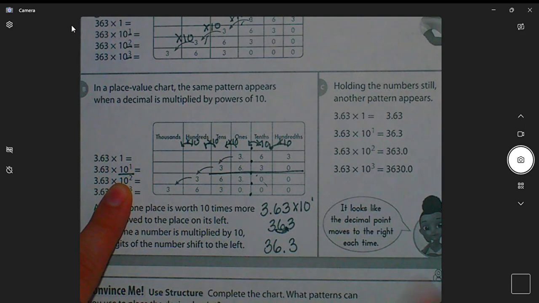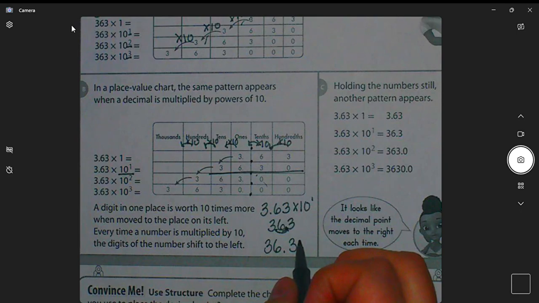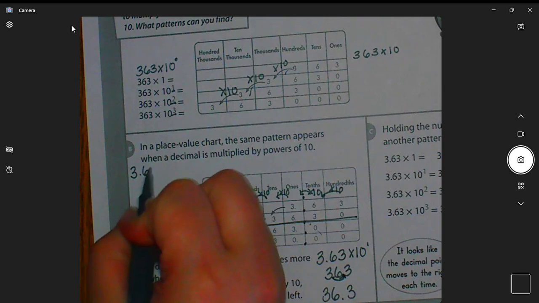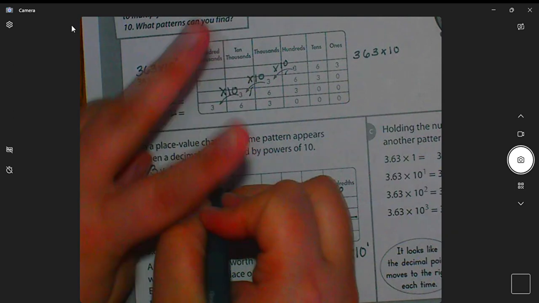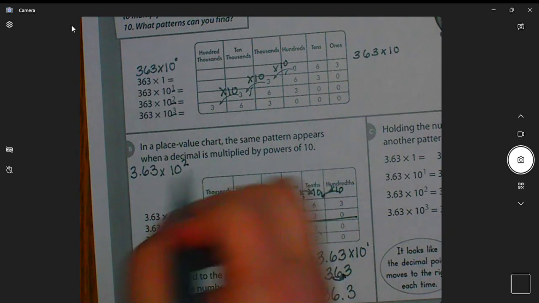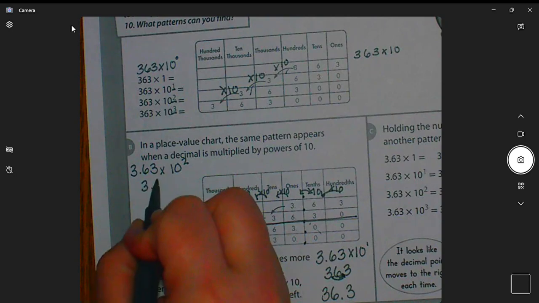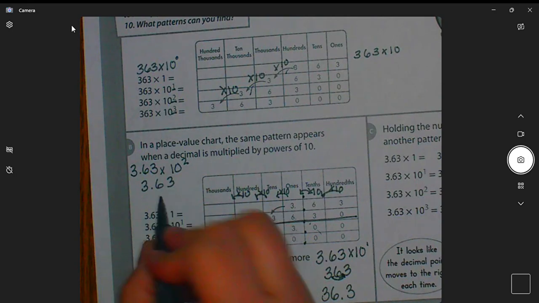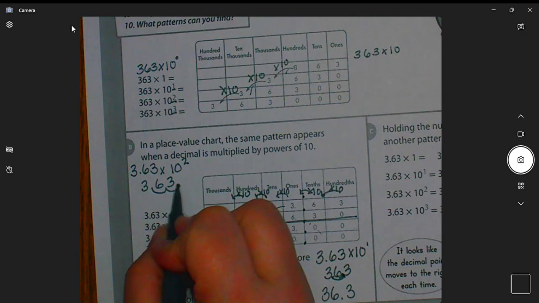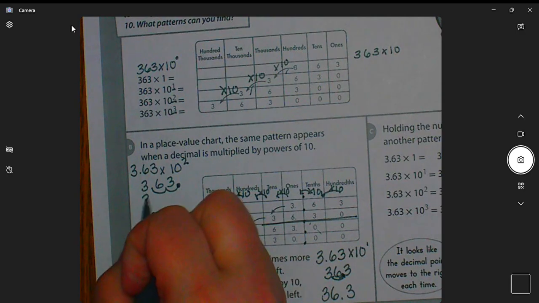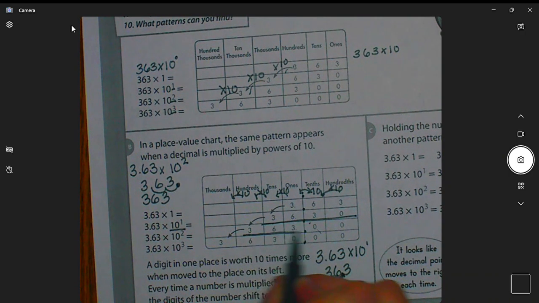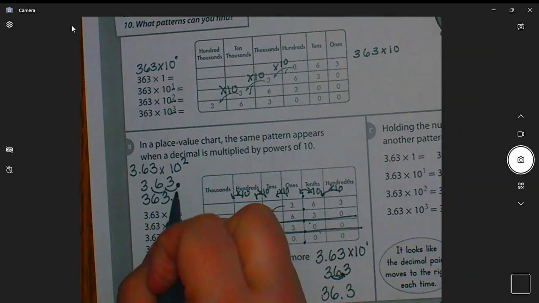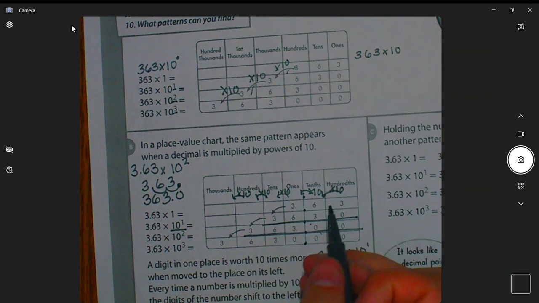Let's keep looking. 3 and 63 hundredths times 10 to the second, meaning I have 2 tenths. So I'm going to write my working number, 3 and 63 hundredths. 1, 2. Where that decimal ends is where I write the new number. So that one gives me 363. And you can say 0.0 if it helps your brain to see it.